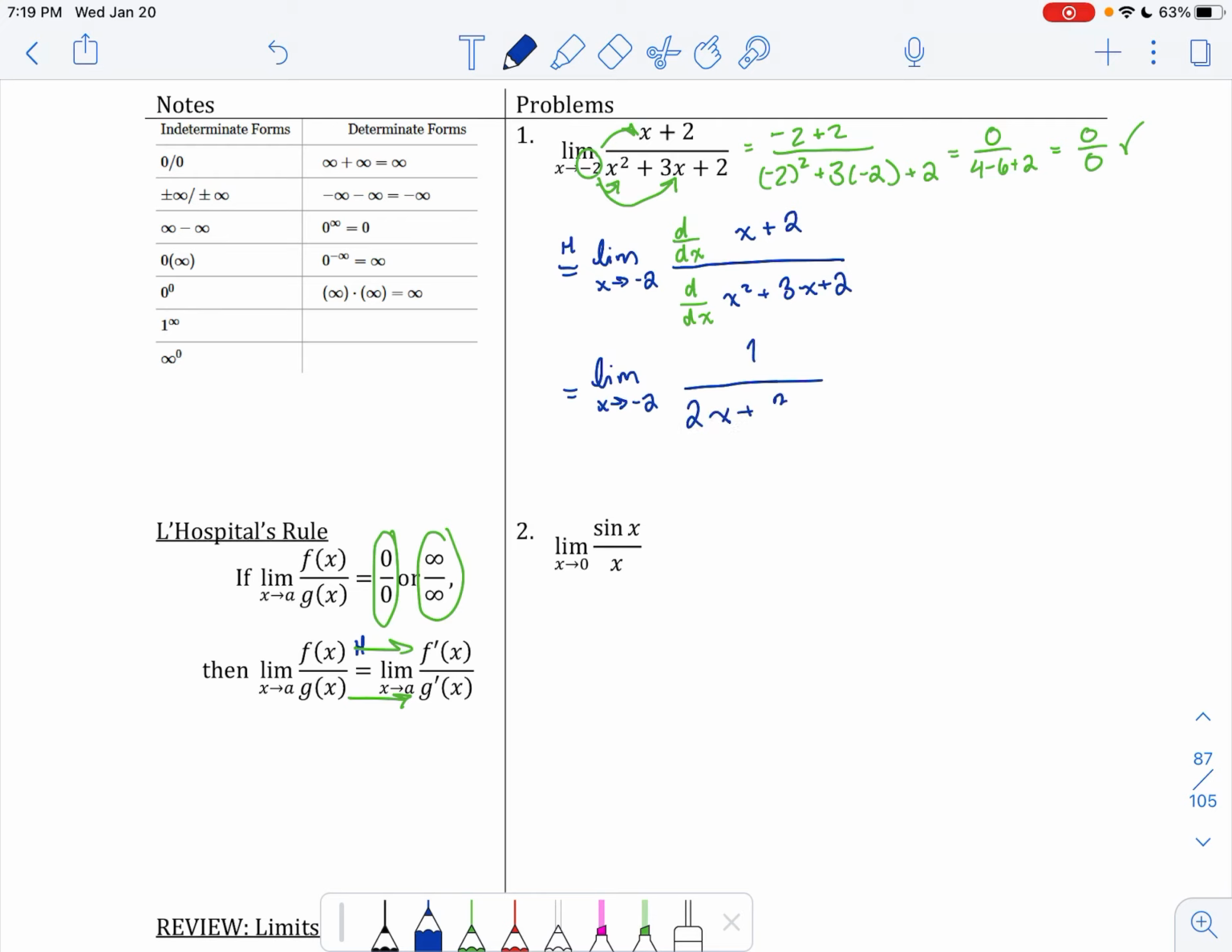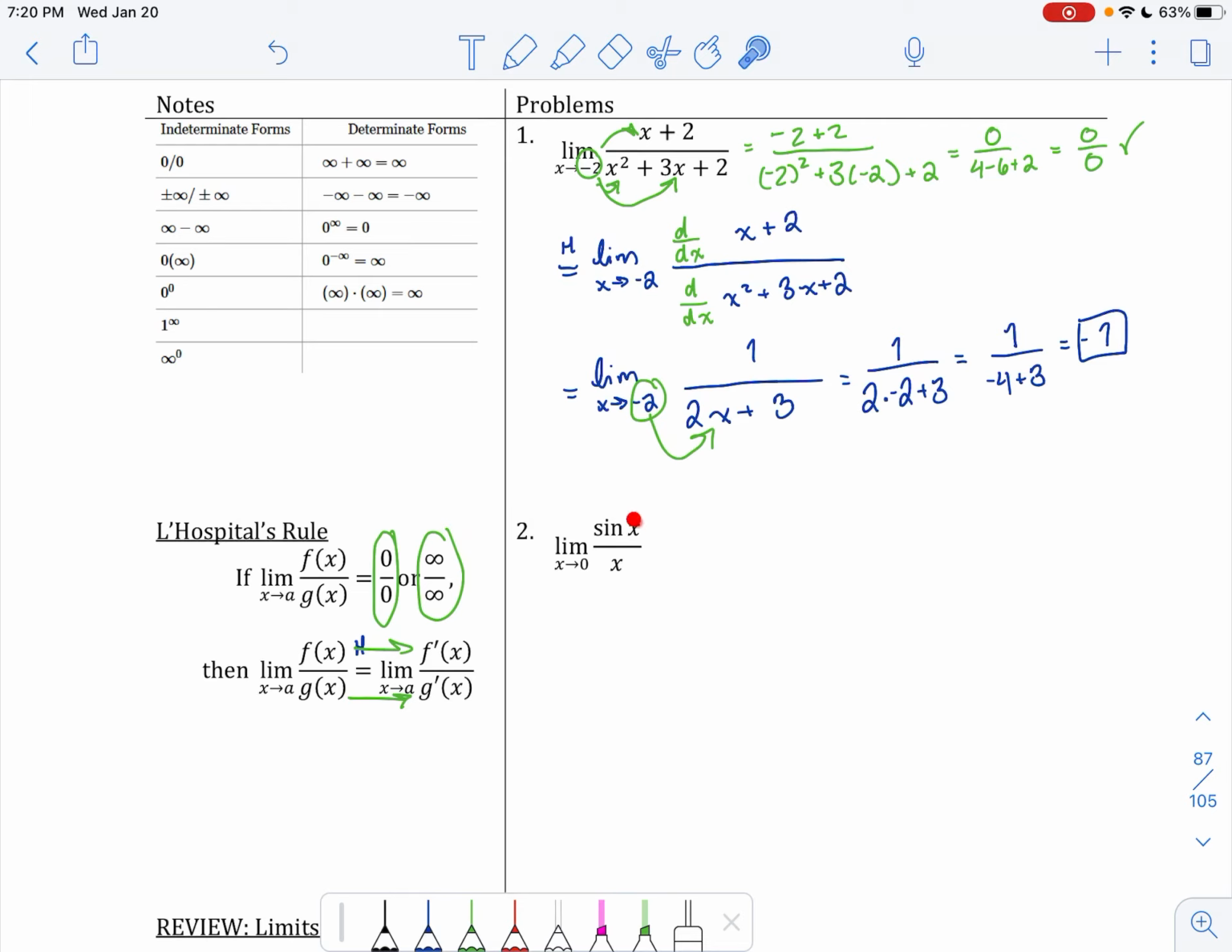And then 2x plus 3 in the denominator. And with that derivative, I can plug this back in here. You end up with 1 over 2 times -2 plus 3 equals 1 over -4 plus 3 equals -1. So this is just a nice way to deal with some limits that in the past we would have had to do other things for.